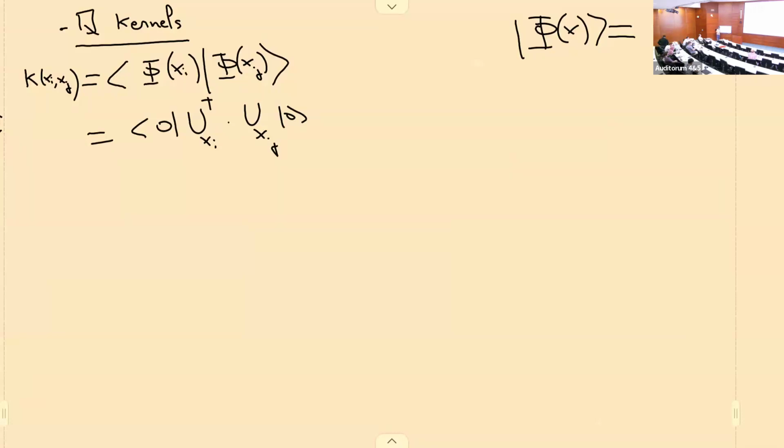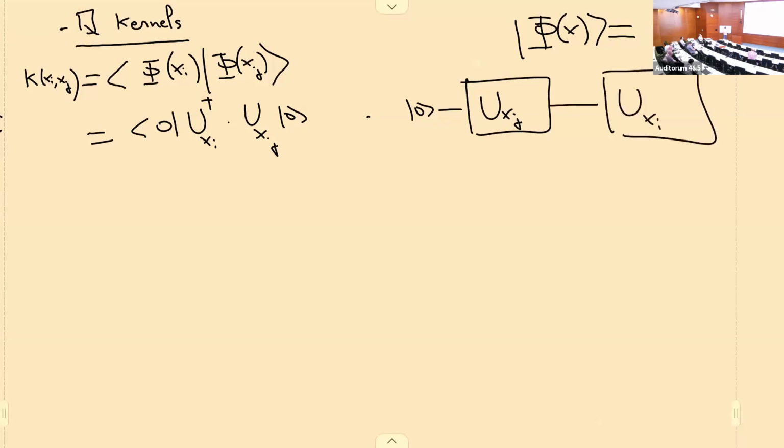Okay, so how do I compute this? How do I compute this? Well, my claim is this, that if I use this circuit, sorry, I go here first, no, the other way, sorry. So I first apply xj, and then I apply the other one. And then I measure, and what I'm claiming is the probability of observing 0 is what I want.